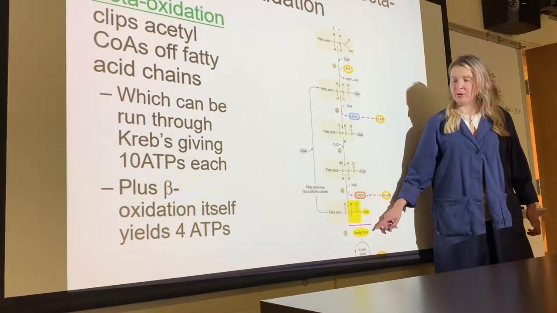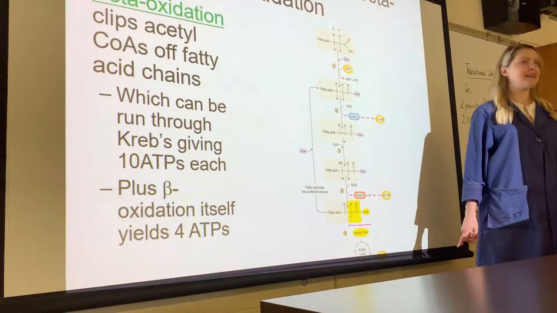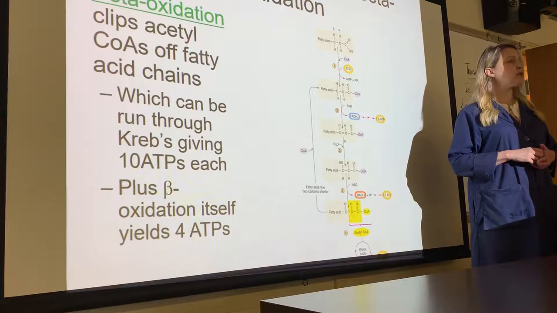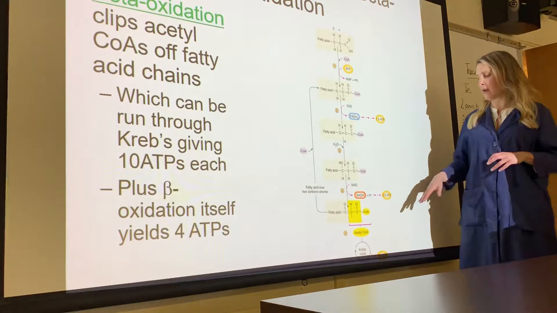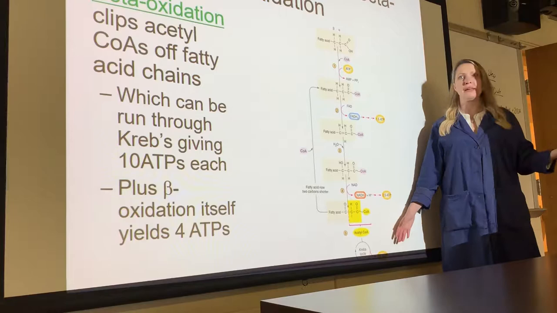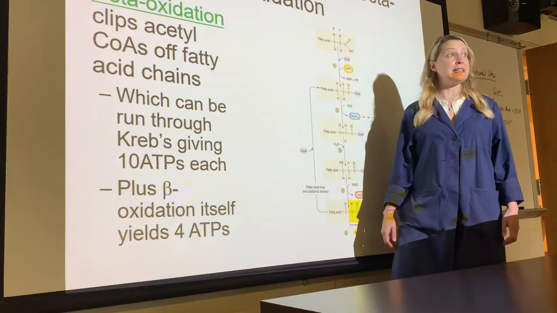Now, when you go through the Krebs cycle this way, you're generating 10 ATP. So like I said, the process is a little different. You don't yield the same amount as you did with glucose. But if you have just 2 carbons coming off of a triglyceride, you're generating how many ATP? 10 from Krebs, 4 from beta oxidation, 14.